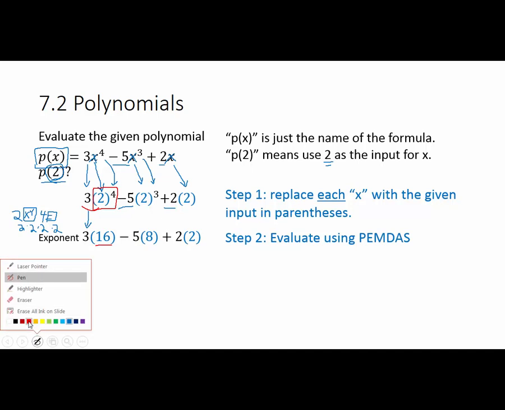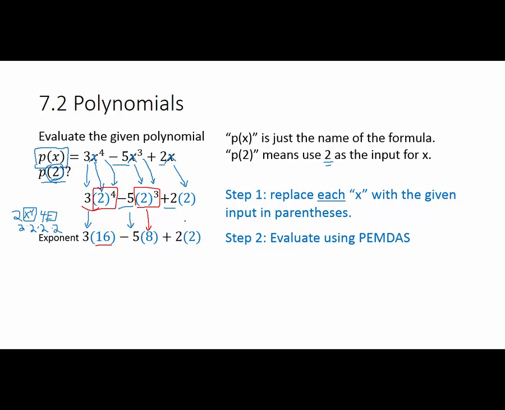Same thing's going to happen for my second term. I'm going to evaluate the exponent, 2 to the 3rd power, which is 8, and I'm just bringing the negative 5 coefficient down. And again, this is the best way to write this in the homework post. And then 2 times 2, I know I could do that, but I'm going to just bring it down. We'll multiply later. So exponents, check. Done.